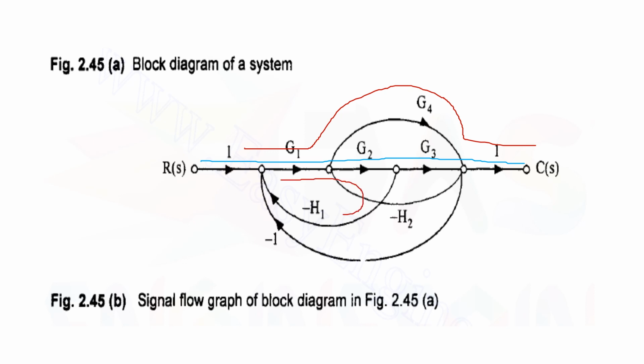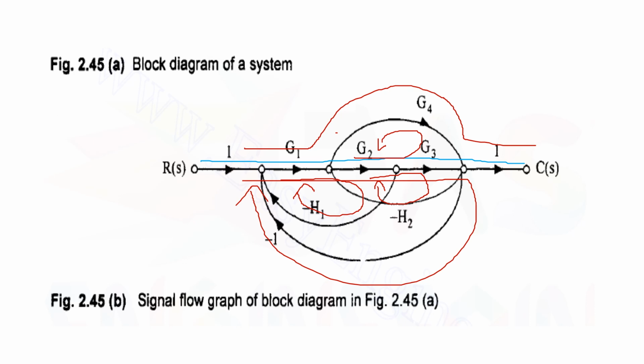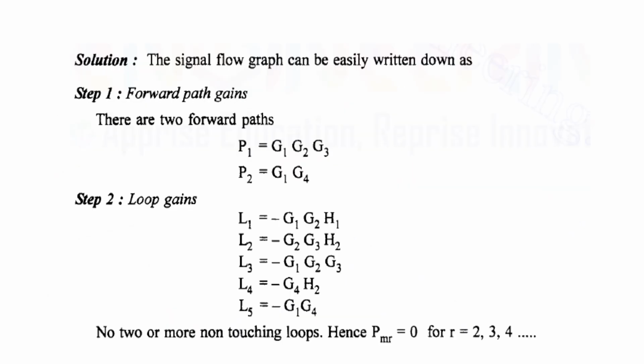So one loop here, one loop here, we have another loop here. Okay, one more long loop is this one. And one more is like a circle. So totally we are able to get two forward paths, that is G1, G2, G3 and G1, G4, and 5 loops with the loop gains as listed here.